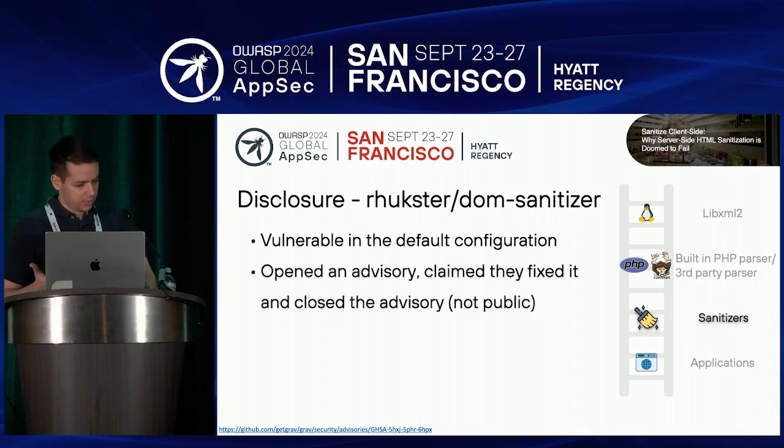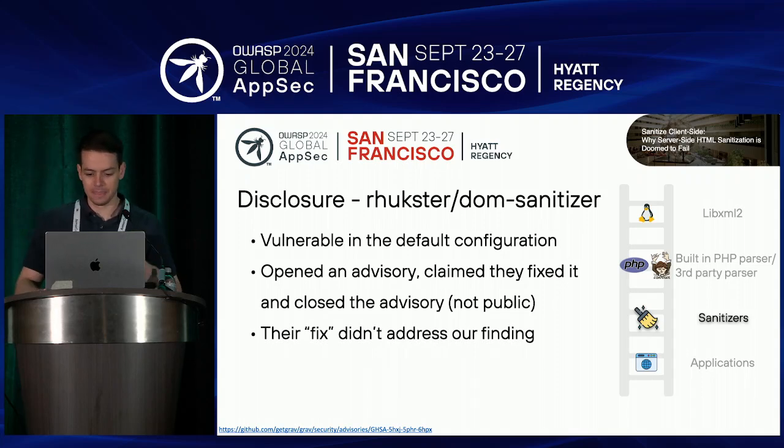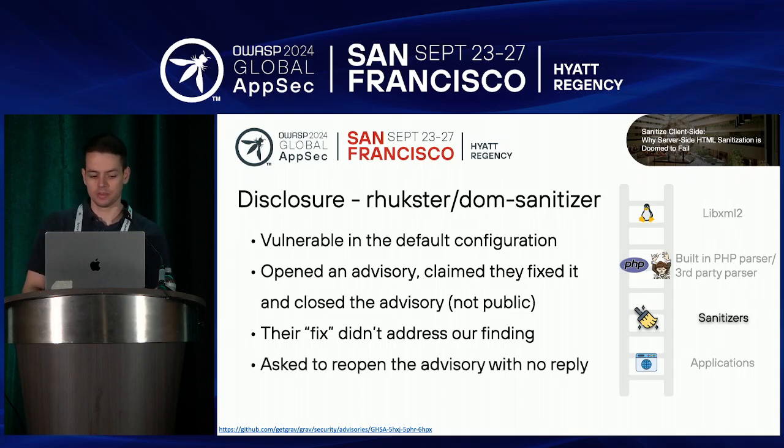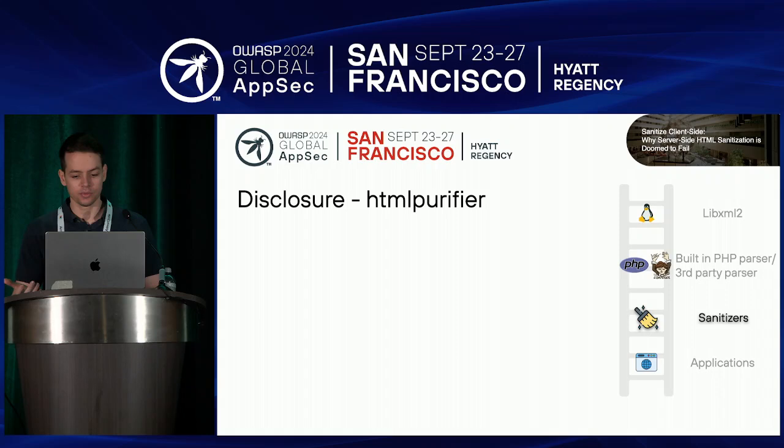We opened an advisory in GitHub. They claimed they fixed it and closed the advisory. When you close an advisory, it's not going to be public. Nobody knows that it was vulnerable or how it was fixed. And in fact, their fix didn't address our finding at all. The exact same payloads that we showed in the advisory were still bypassable. We asked them to reopen the advisory. We got no reply.